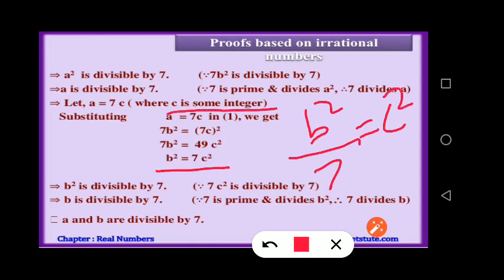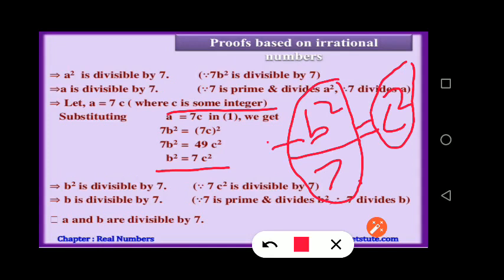Now c is any integer, which means c square is a positive integer. So b square by 7 is also a positive integer. Since b square by 7 is an integer, we can say that b square is divisible by 7, and hence b is also divisible by 7. Let's see what we get here. We get a is divisible by 7. Here we are getting b is divisible by 7.